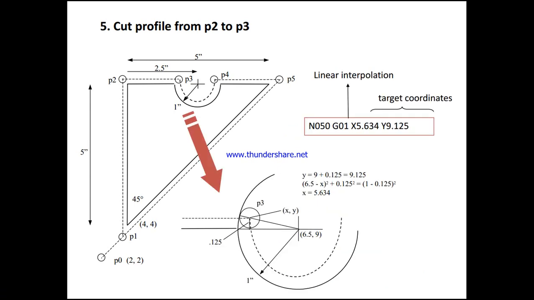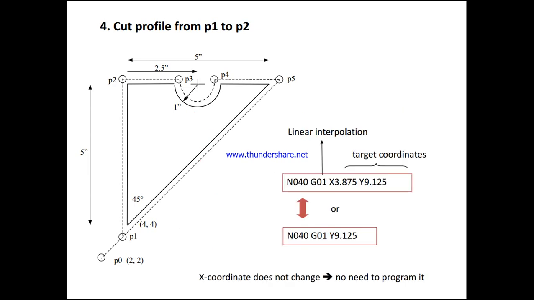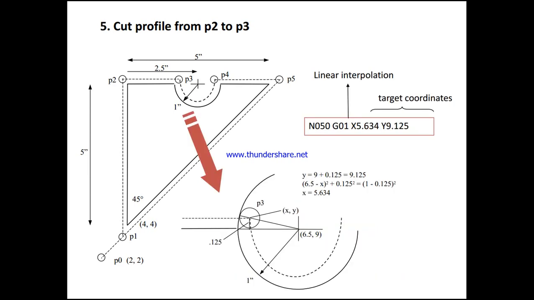In the same way for P2 to P3 we want linear interpolation. Here y will remain the same, whereas x has to change, that is 3.875 plus 2.5, which gives you 6.375. So this is the target what we have.